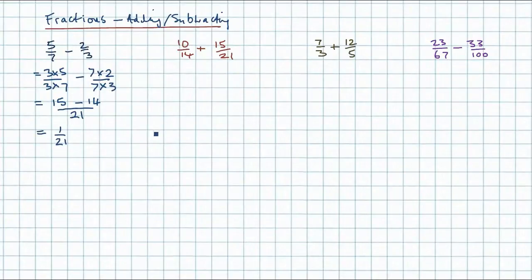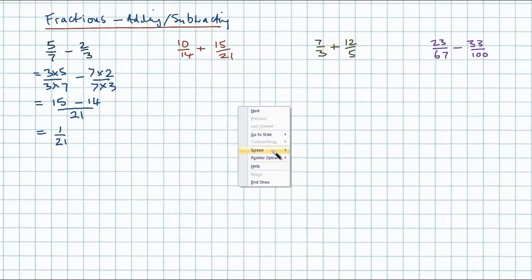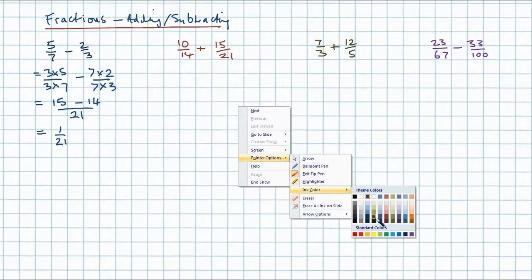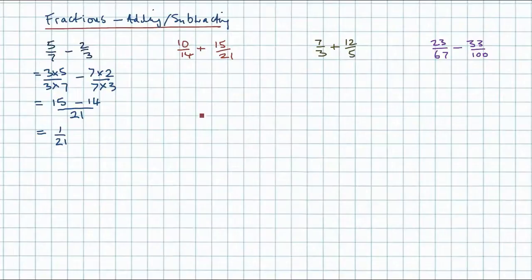Now, if you're not sure about what I did there, the cross multiplication method, do go back to the comparing fractions video and see more examples there of how that works out. Okay, but let's move on and have a look at the next example. So we've got 10/14 and 15/21.